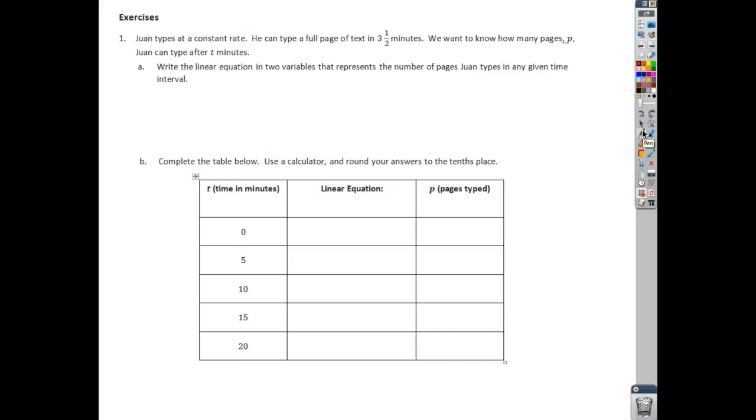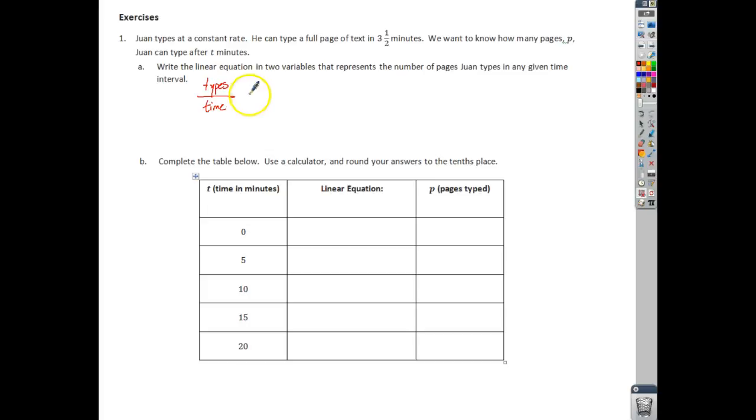All right, Juan types at a constant rate. He can type a full page of text in 3.5 minutes. We want to know how many pages P Juan can type after T minutes, okay? So we'll do how much he types compared to the time that it takes him, and we'll talk about that in minutes.